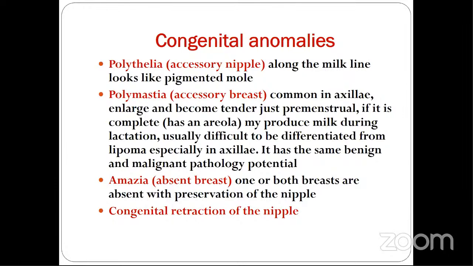Now we finish anatomy and embryology of the breast. We'll go for congenital anomalies of the breast. Breast congenital anomaly may be in the breast or on the nipple. What can you find in the nipple? We can find an accessory nipple along the milk line, which looks like a pigmented mole.